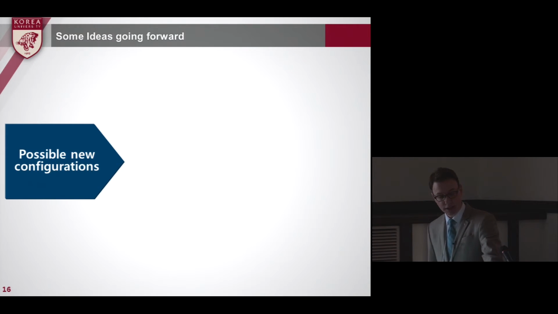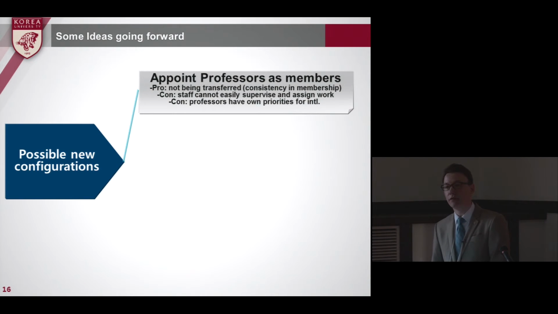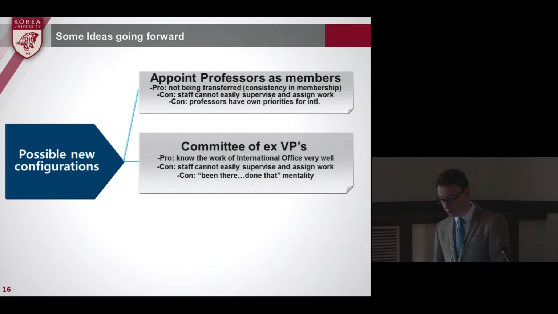So we realized this network was very important, so we had to come up with some new ideas on possible configurations. How could we put it together? One is, what if we appointed professors as the members? This would be great because they're not transferred regularly. There'd be consistency in membership. But staff cannot easily assign work to professors. Also, professors have their own agendas for international, and we didn't want to have a situation of the tail wagging the dog.